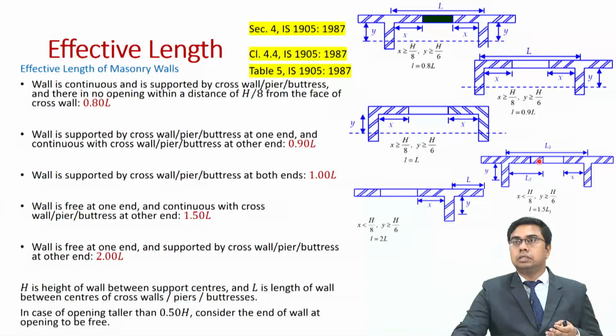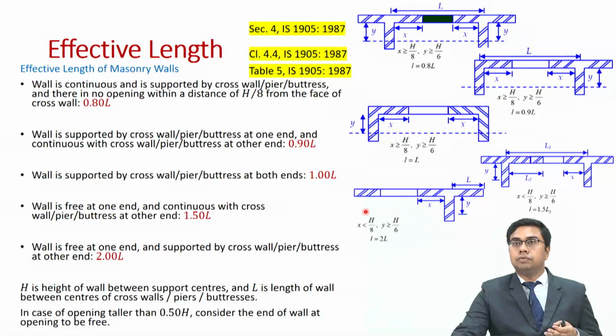Let us look into this case, which shows a wall having a length L2. We are looking into this wall. This wall is free at one end because of the opening, and at the other end the wall is continuous and is supported by the cross wall or pier or buttress. Therefore, the effective length shall be equal to 1.5 times L2 in this case. So here we have mentioned 1.5 times the length of the wall.